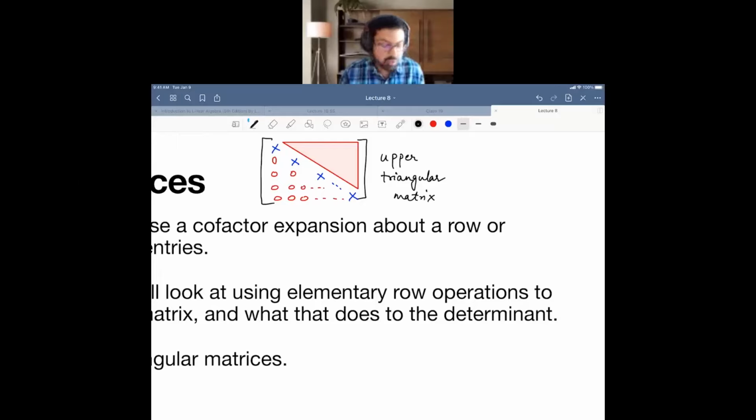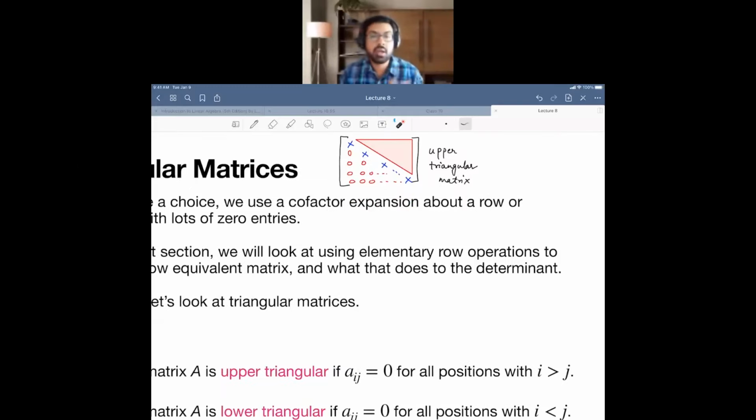And now you can see what a lower triangular matrix would look like. Below the diagonal, you can have any elements, but above the diagonal, all zeros. So this would essentially switch. The diagonal elements can be anything, but what is above the diagonal and below the diagonal dictates whether it is triangular or not. If one of them is zeros, it would be triangular.